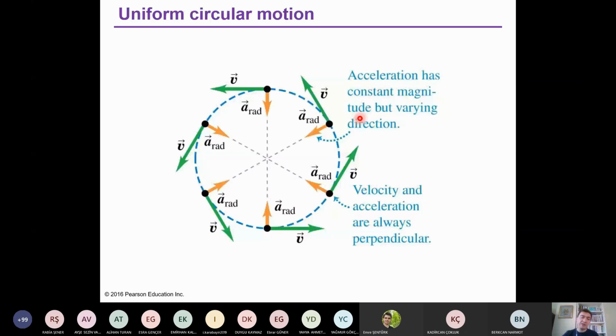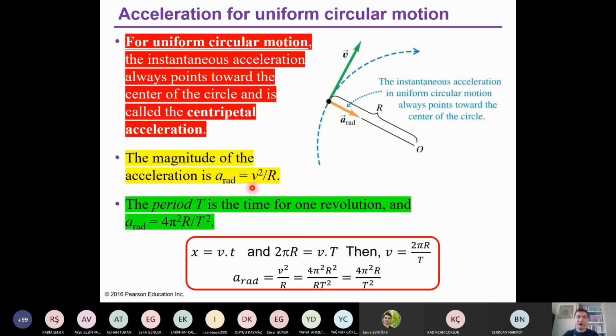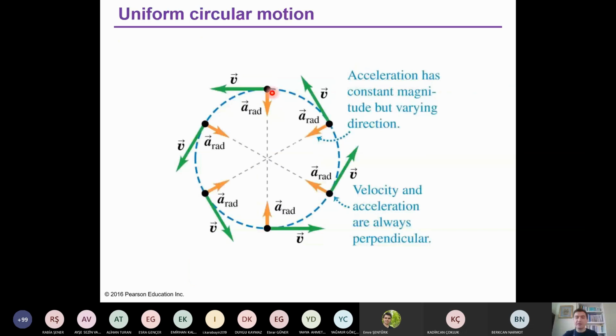So look at this one. The magnitude of the acceleration is constant. It does not change because it is given by v square over r. The radius of the circle is constant, and velocity is constant in uniform circular motion. So the magnitude of the radial acceleration is constant, but its direction is always from the path to the center of the circle. For this reason, the direction changes. You see, acceleration magnitude is constant, but its direction changes.